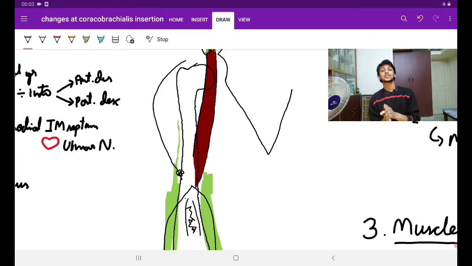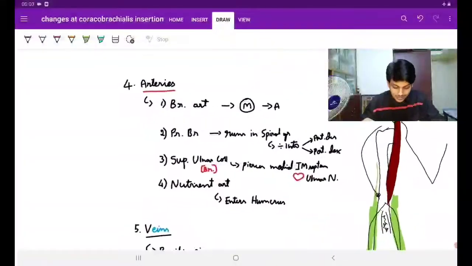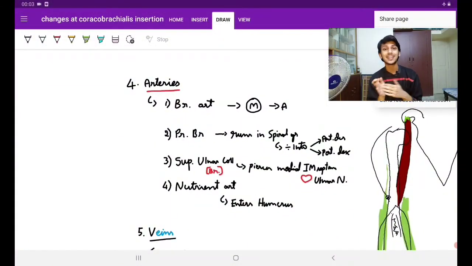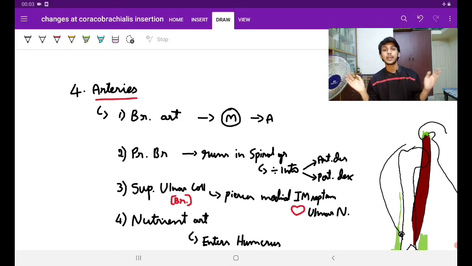So that was the insertion of deltoid muscle. Okay. So those were the muscles. Now let's go to the arteries, the beautiful arteries. Which are those? The brachial artery. What is brachial artery? Brachial artery is the continuation of axillary artery below the lower border of teres major muscle, isn't it?